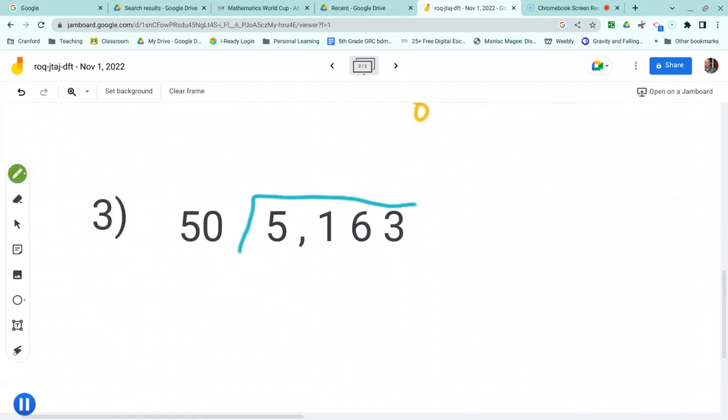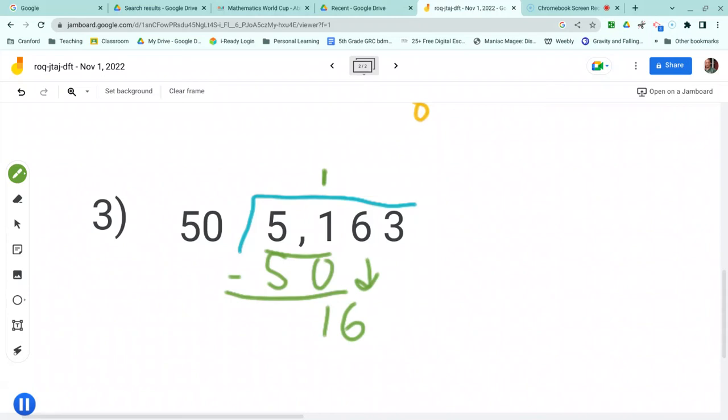So let's see. 50 goes into 51. It does one time. 1 times 50 is 50. Subtract, and I have 1. Is 1 less than 50? Of course it is. Now I bring down the 6. All right. This, I would agree, is the tricky part. So if you got this right, congratulations right away.